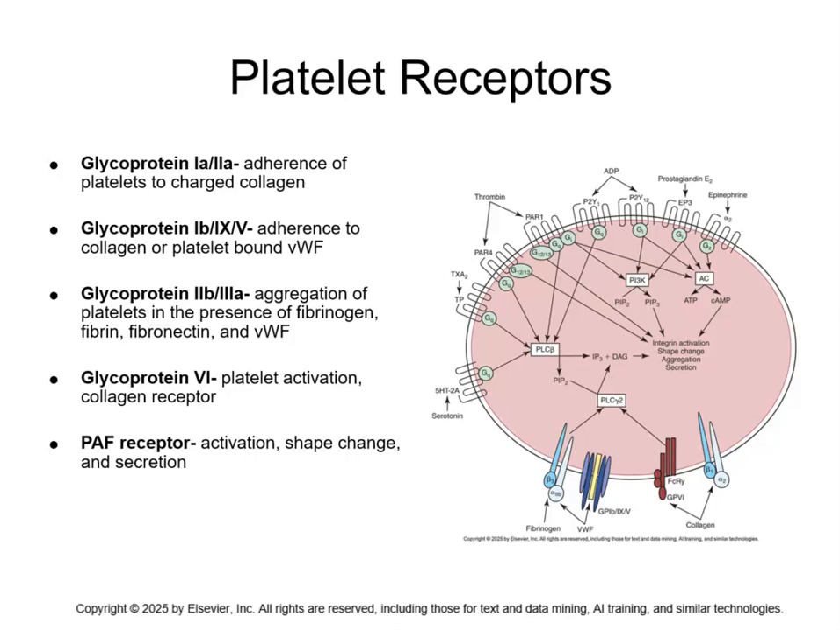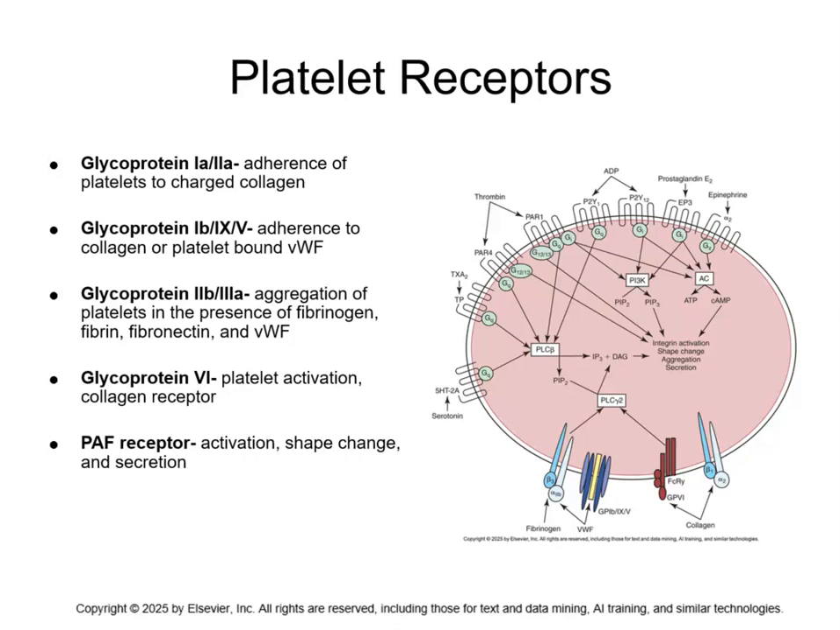So glycoprotein 1A, 2A allows us to attach to the exposed collagen, which is part of the subendothelial lining. The glycoprotein 1B-9 is important for collagen and/or von Willebrand's factor. So that's dealing with more of an arterial kind of thing there. Glycoprotein 2B3A is very big for fibrin and fibrinogen. It is also with von Willebrand's, but is really big for fibrin.